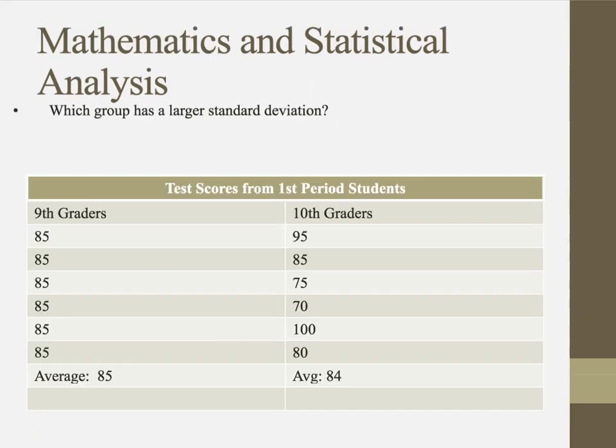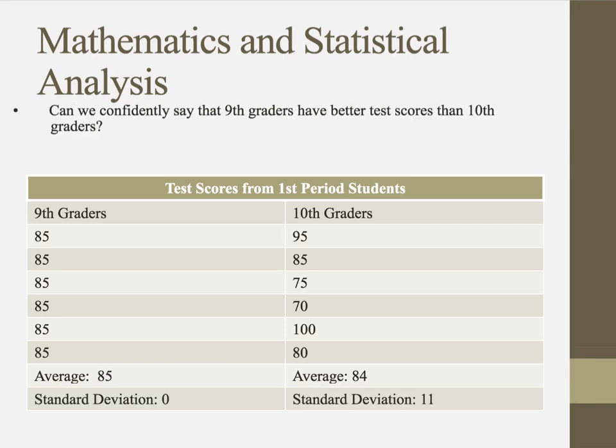Okay, so without actually calculating standard deviation, we can sometimes look at data and just know. Here I'm looking at test scores from 9th graders and from 10th graders. They have very similar averages, but very dissimilar standard deviations. These are all identical, the same as the mean, very tightly grouped around the mean. These values vary a lot more, so they have a lot more range, they're not as close to the mean. So my group of 10th graders has a larger standard deviation.